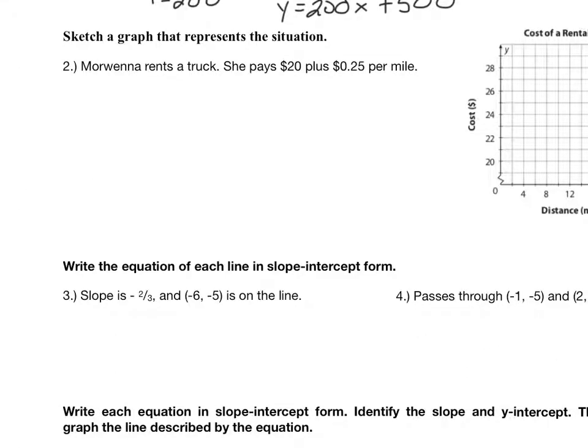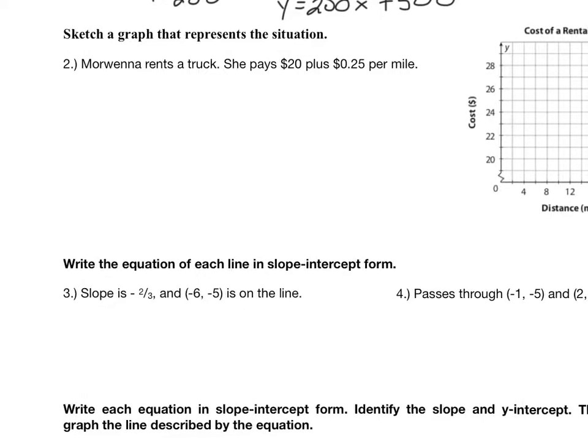Next, we are asked to sketch a graph that represents the situation. She pays $20, and that's before she goes any miles. She just pays $20 right off the bat, so that's your f of 0. At 0 miles, she's going to have to pay $20. That's your y-intercept. Hopefully, you are already getting pretty comfortable with recognizing that.